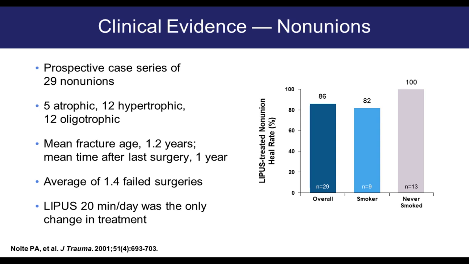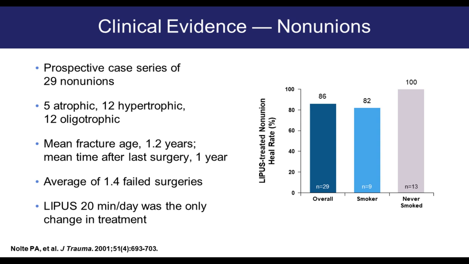Similar study here to the first. This is Nolte's study from Journal of Trauma in 2001. It's a prospective case series of 29 non-unions, 5 atrophic, 12 hypertrophic, 12 oligotrophic. Mean fracture age was 1.2 years. Mean time after the last surgery was 1 year. An average of 1.4 failed surgeries. And the only change of treatment was LIPUS for 20 minutes a day.